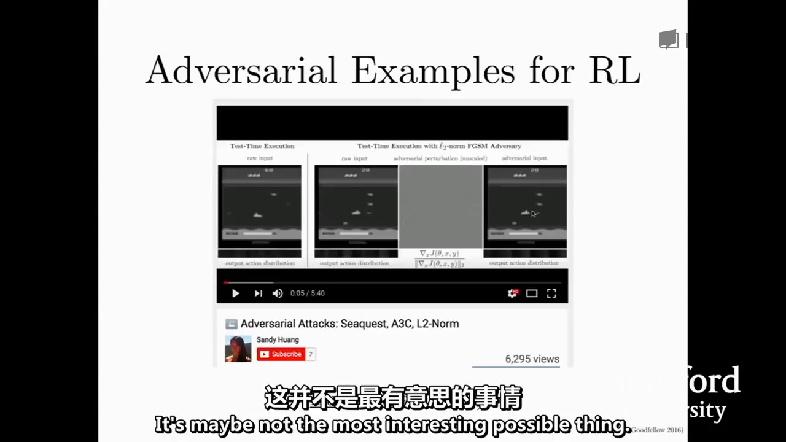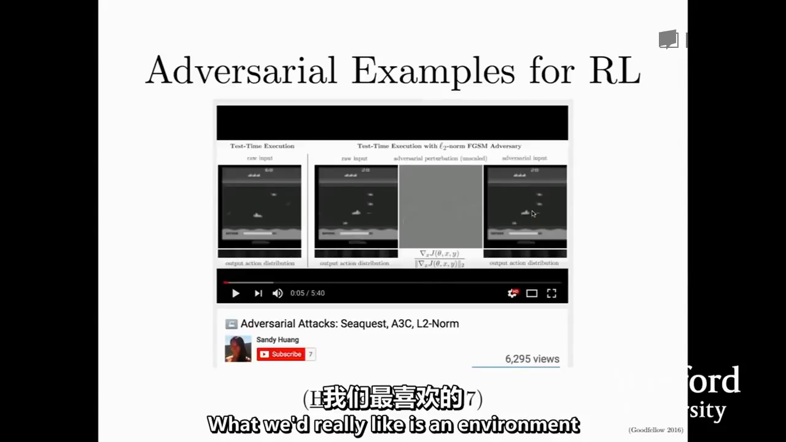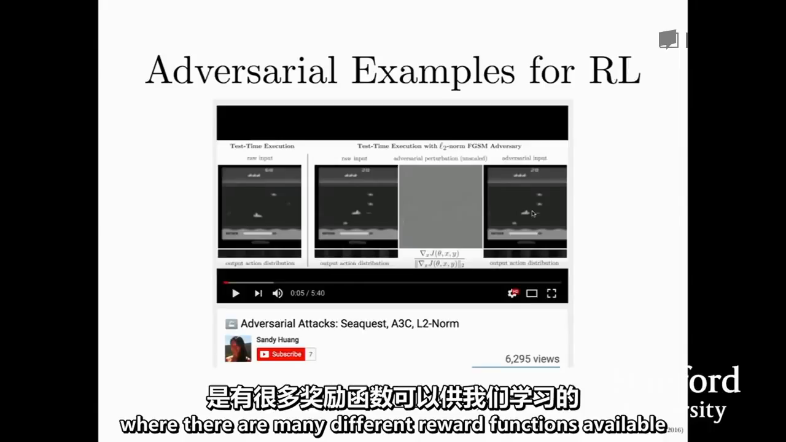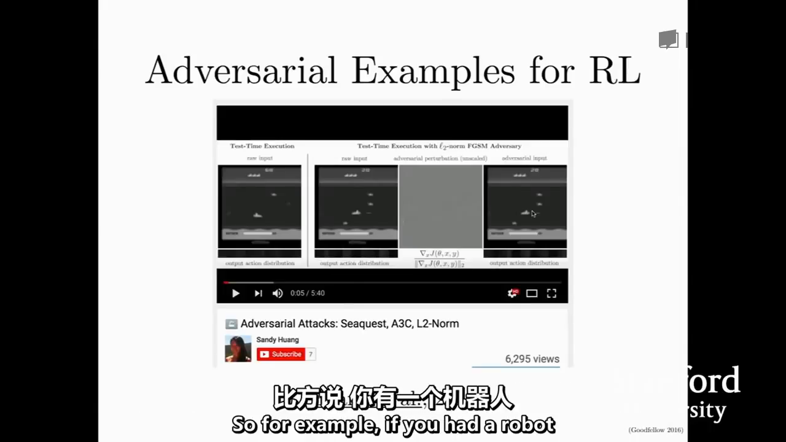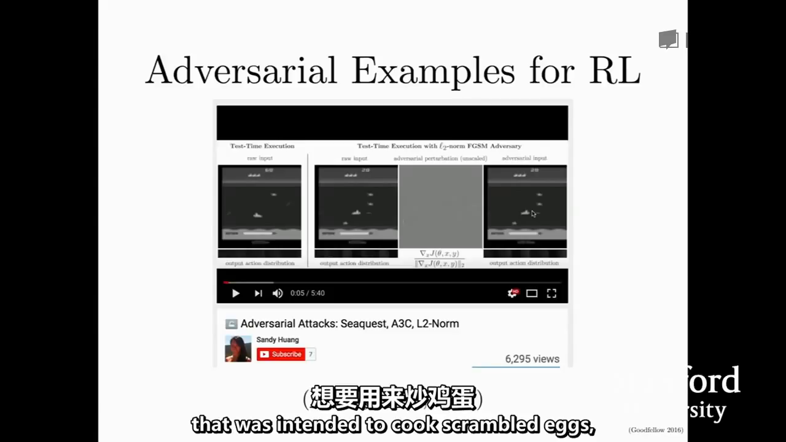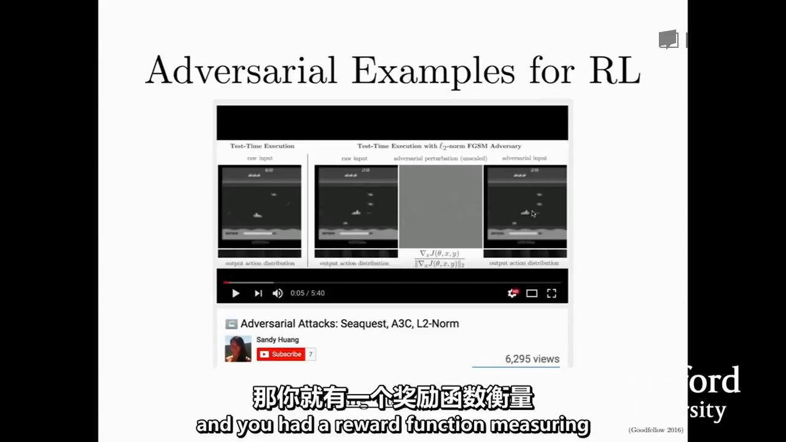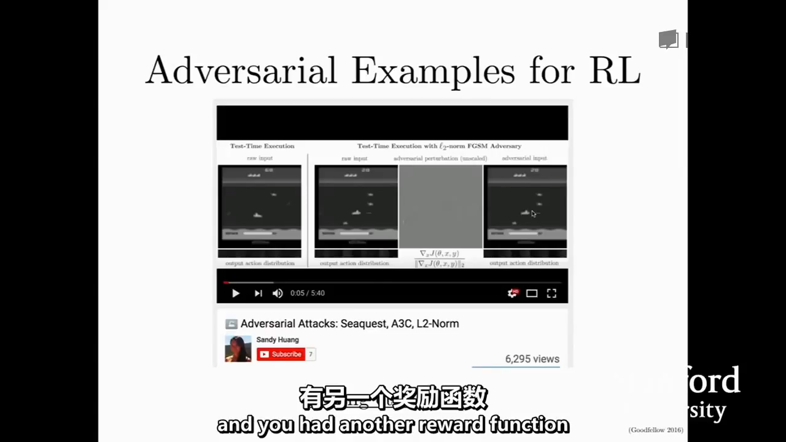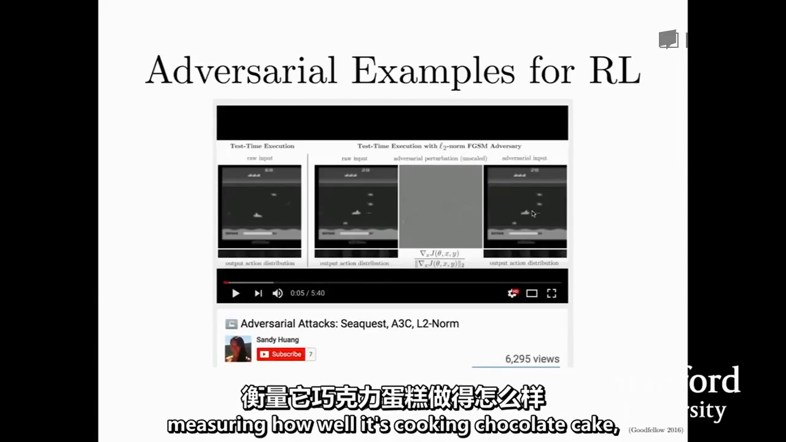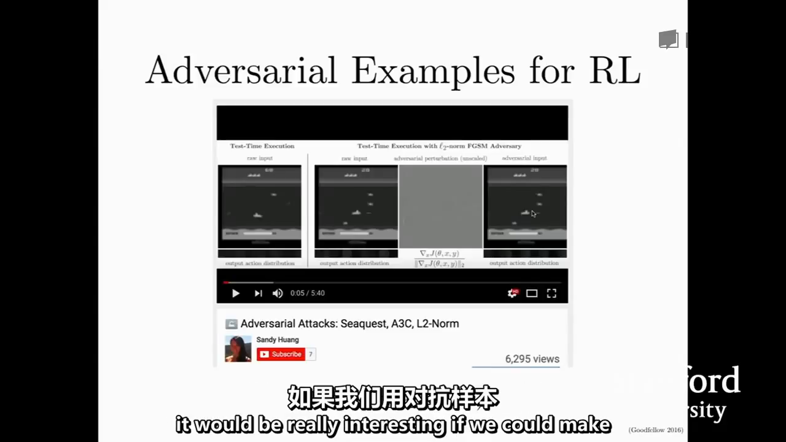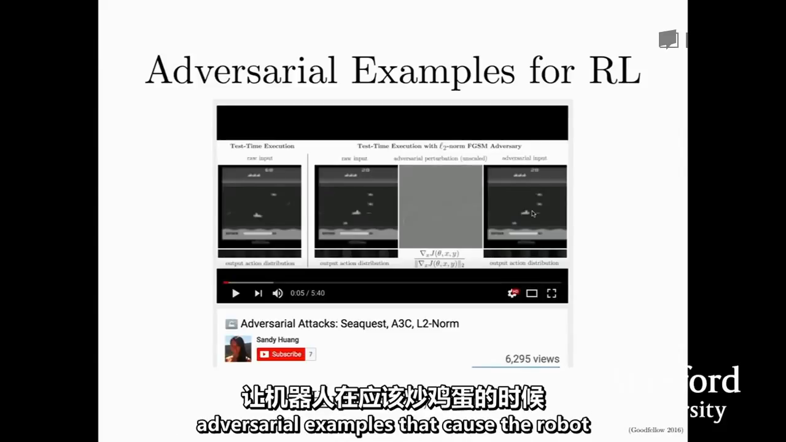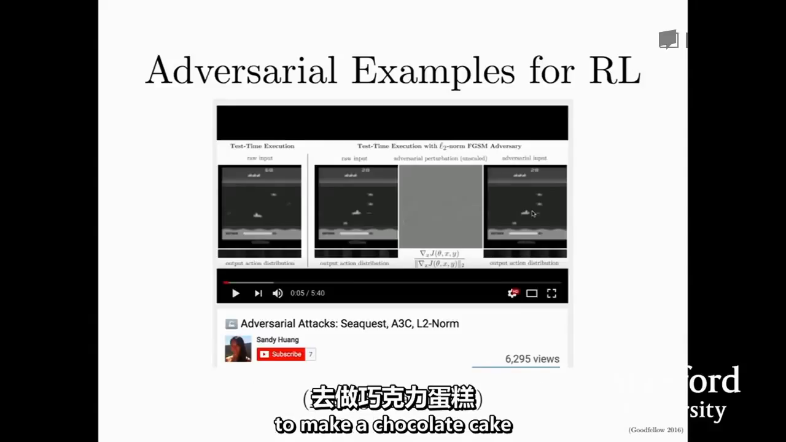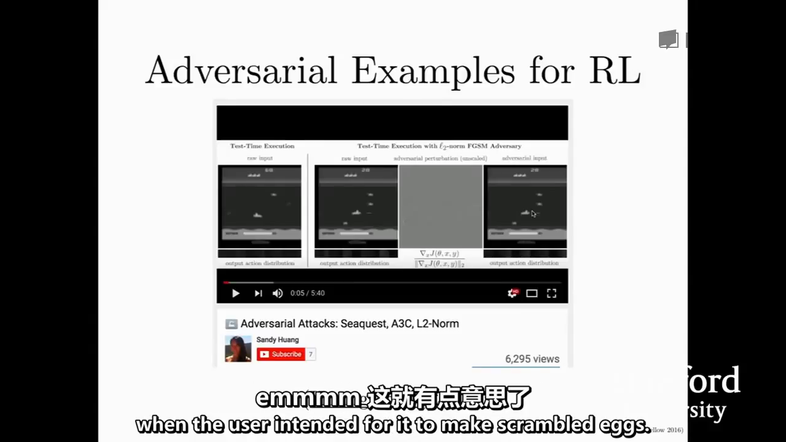It's maybe not the most interesting possible thing. What we'd really like is an environment where there are many different reward functions available for us to study. So for example, if you had a robot that was intended to cook scrambled eggs, and you had a reward function measuring how well it's cooking scrambled eggs, and you had another reward function measuring how well it's cooking chocolate cake, it would be really interesting if we could make adversarial examples that cause the robot to bake a chocolate cake when the user intended for it to make scrambled eggs.